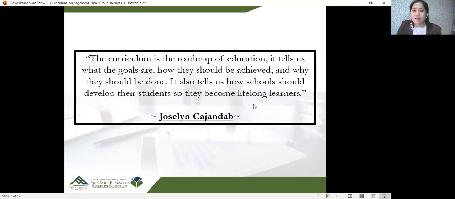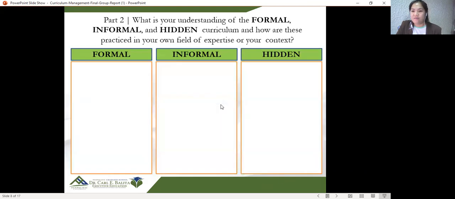So it doesn't end with the planning. It doesn't end with how you implement the learning or the lessons, but it will be more effective if after teaching the lesson, the student can apply your lesson even without your provision or even without your guidance, meaning he or she is considering your lesson to be more effective.